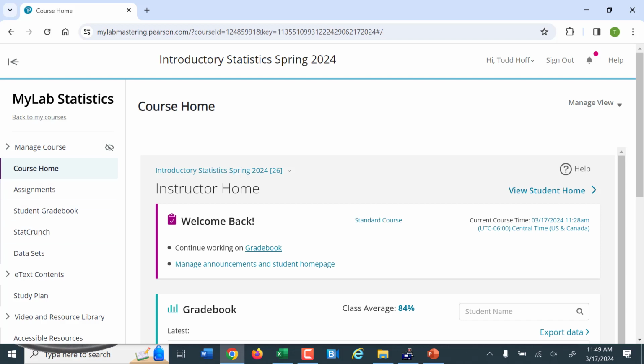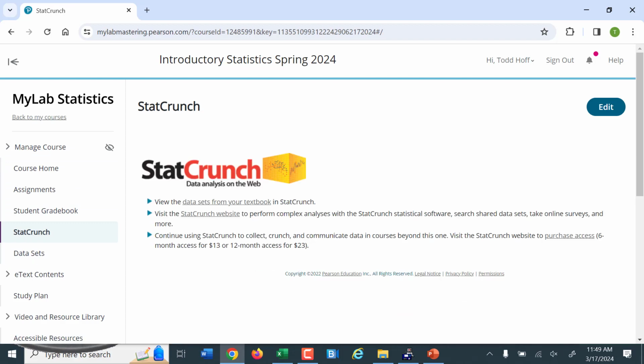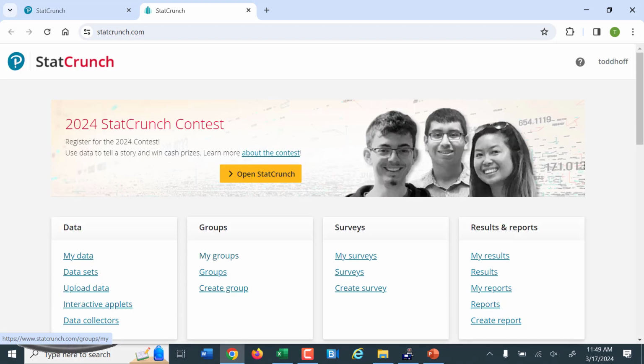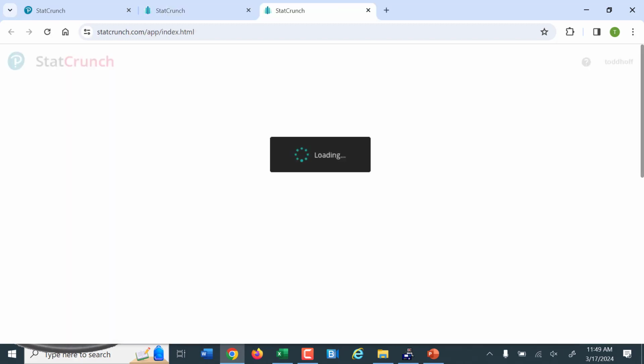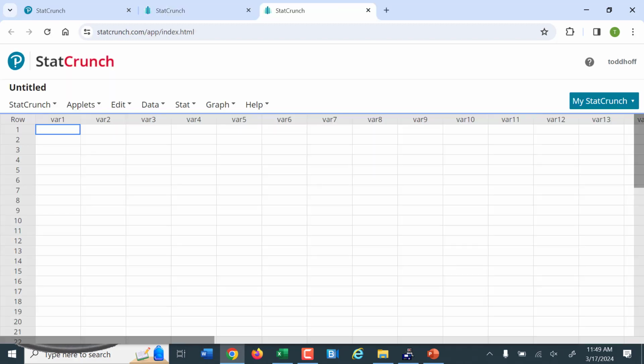computer. From the MyMathLab's homepage here, once we're in the course, you just click on StatCrunch here. StatCrunch website. And then open StatCrunch. I know there's a few clicks there, but then we get to StatCrunch. Looks a lot like Excel, only it works way better.